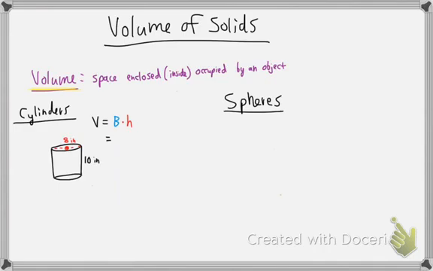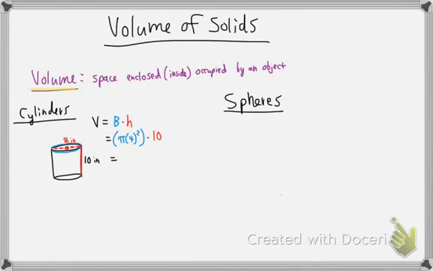So what's the base? It's a circle. I need to take pi radius squared. I didn't give you the radius. I gave you the diameter, the distance from this side to the other side. So we know the radius is half of 8, so it's 4. So pi times 4 squared times my height of 10. That's going to give me my volume.